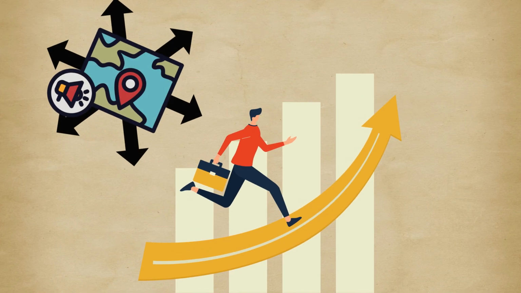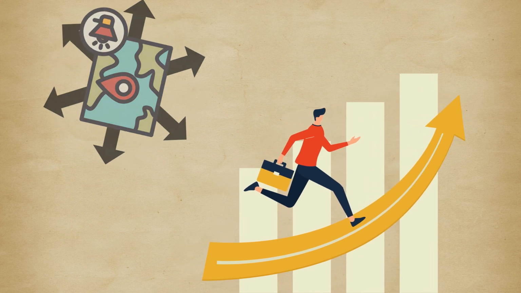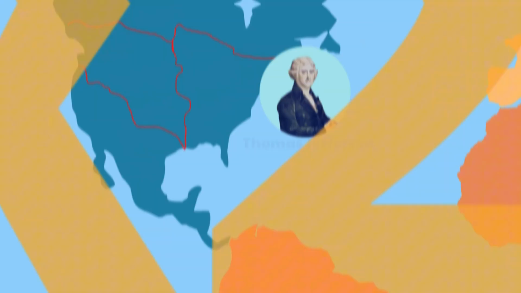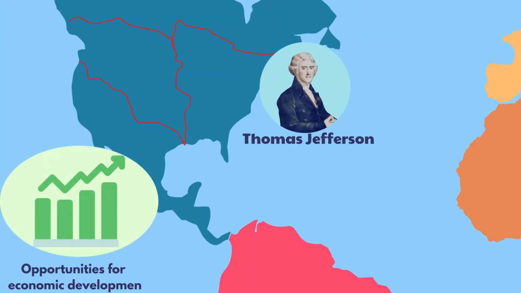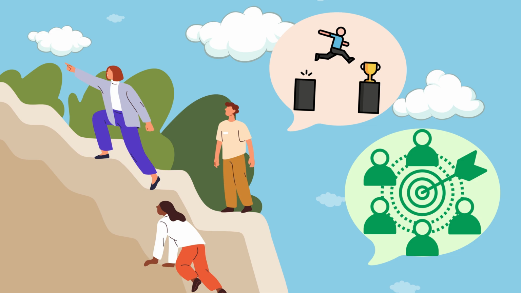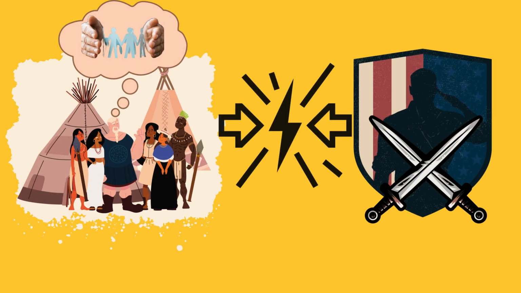Not only did the United States significantly expand its territory, but it also experienced strong economic growth. President Thomas Jefferson purchased the Louisiana Territory from France in 1803, nearly doubling the size of the United States. This expansion created numerous opportunities for economic development and opened up the West for settlement and exploration. However, it also brought many challenges, particularly for the Native American tribes who had lived on these lands for centuries. Numerous armed conflicts arose as they tried to defend their territory.